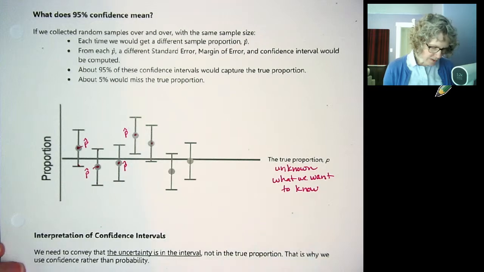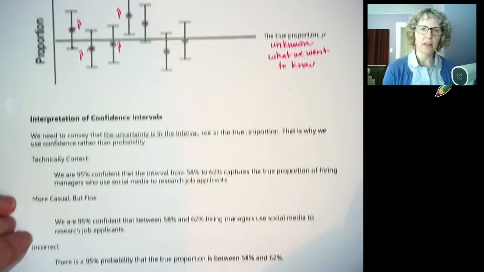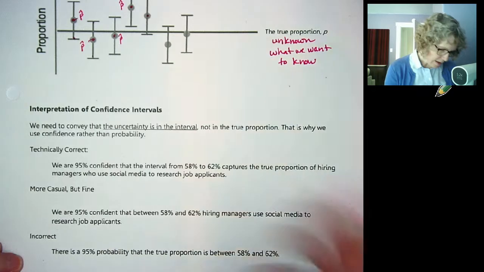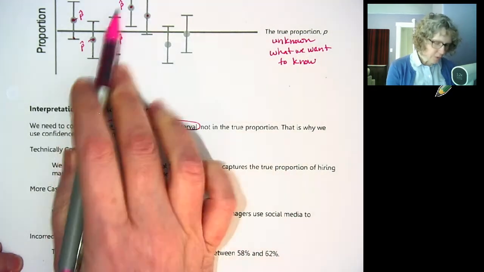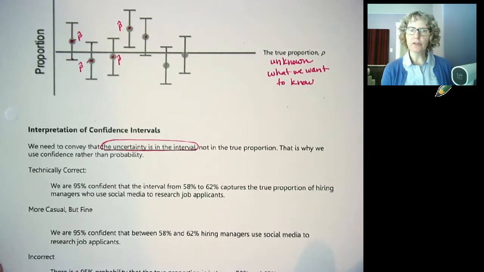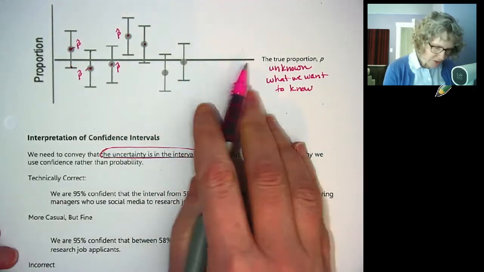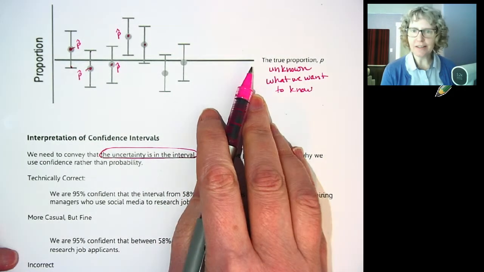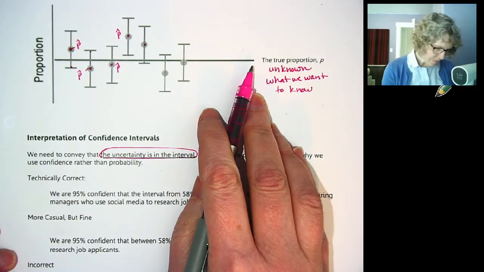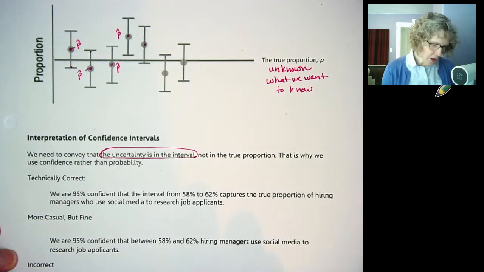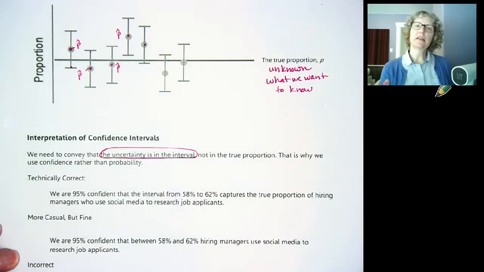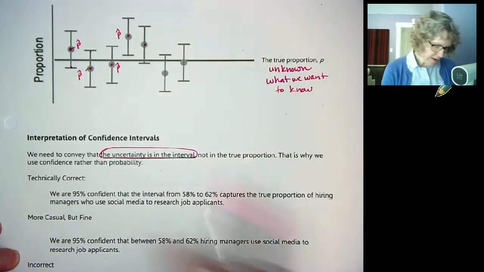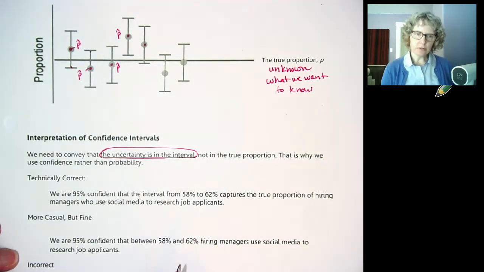Okay? So the reason we use the word confidence is that we need to convey that the uncertainty is in the interval. The interval is what's moving around based on our sample. The true proportion is staying the same. It is what it is. We just don't know what it is. So that's why we use confidence rather than probability. We wouldn't say the probability that the proportion is in the interval, because that makes it sound like the proportion is moving around, but it's actually the interval that's moving around.